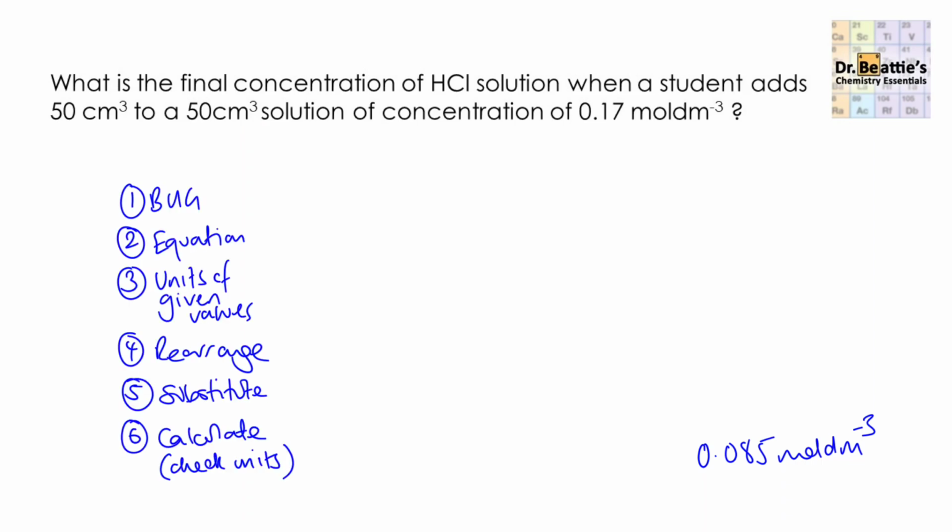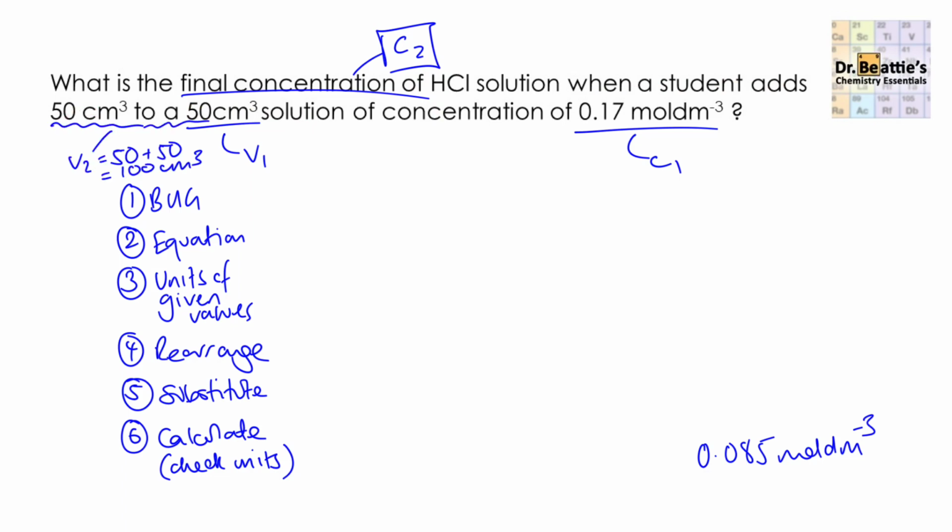Okay, first of all, the boxed thing that we're trying to work out, the underlined given values. Now, one thing to be aware of is V2 is not 50 centimeters cubed. It says here when a student adds 50 centimeter cubed to 50 centimeter cubed of solution. So V2 is 50 plus 50. So sometimes you might have to be really careful with the wording and then manipulate the data that you've been given. Then we've got the equation.